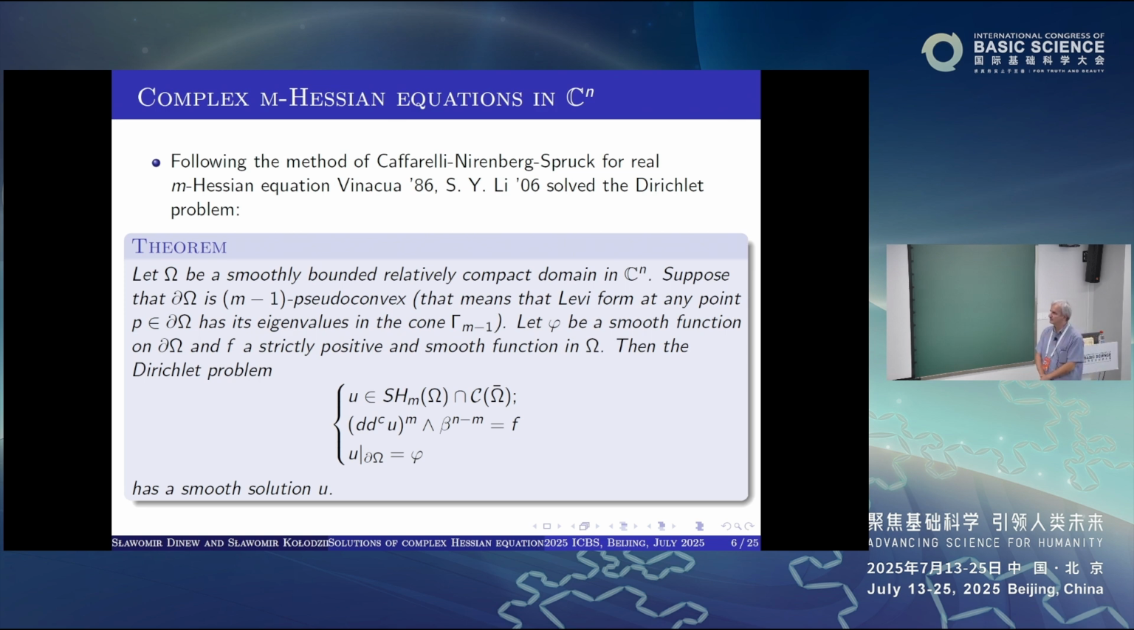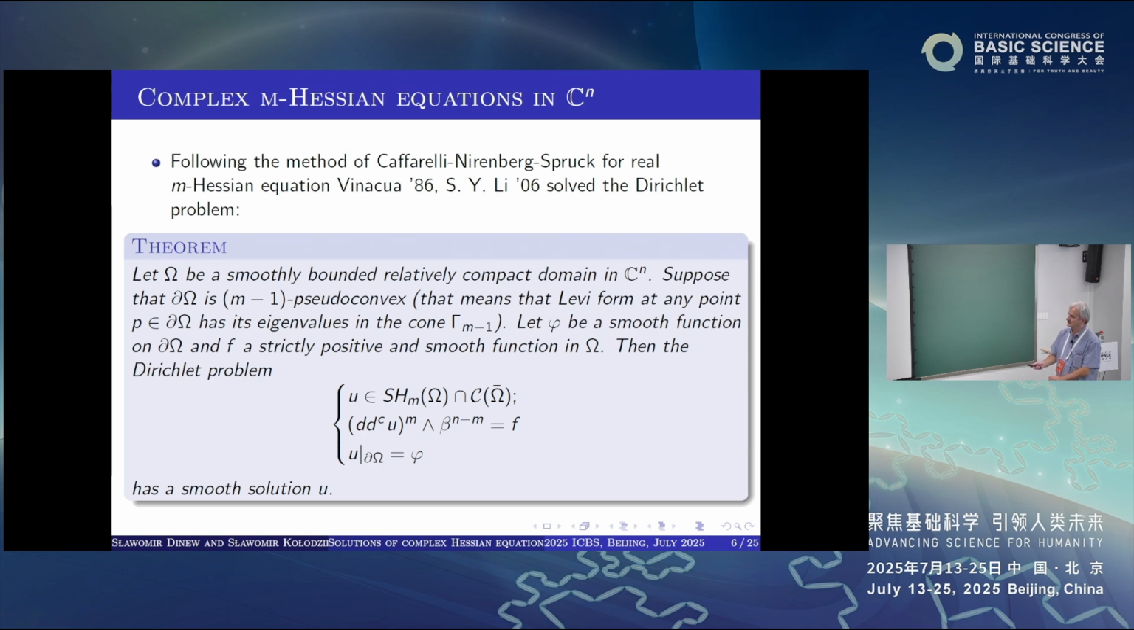So now, coming back to complex Hessian equations, the first results were obtained, this is a bit of a strange story, by Vinakua in '86. He was a student of Nirenberg. He did it as a PhD thesis, but then he moved to some applied math. It seems that he published a part of the thesis in a paper, but it was forgotten later, and that's why he reproved more or less the same thing in '06.